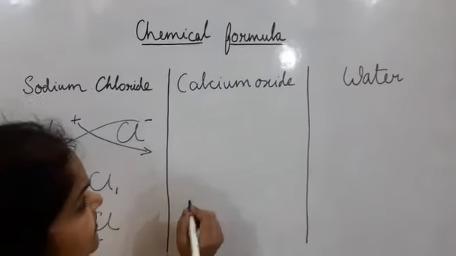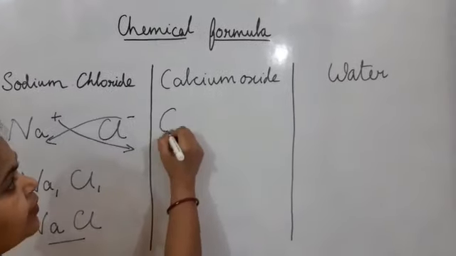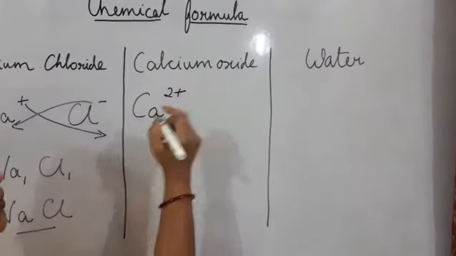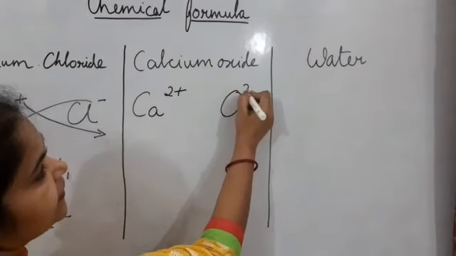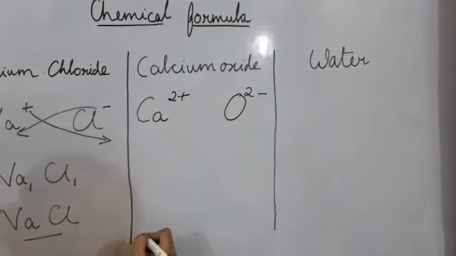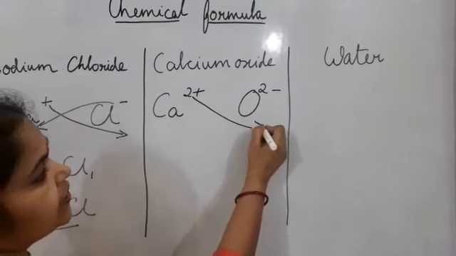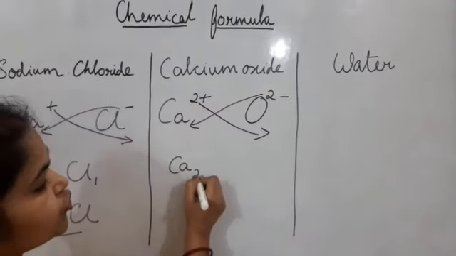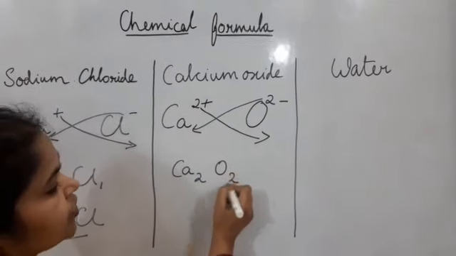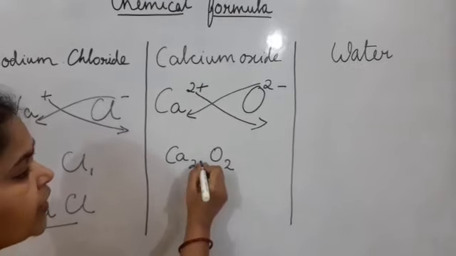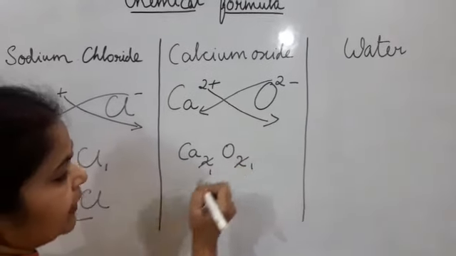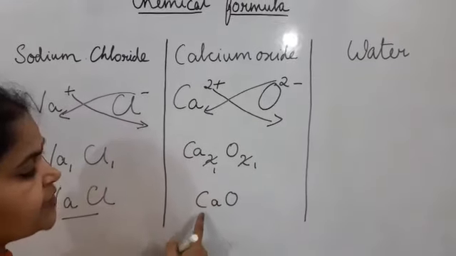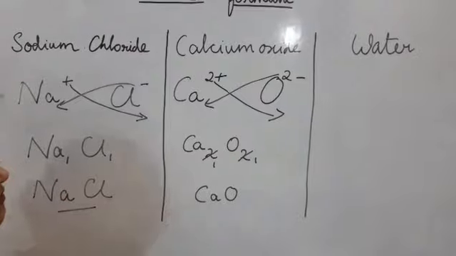The next example is calcium oxide. Symbol of calcium ion is Ca2+. Charge is 2 plus. Oxide ion is O2 minus. We interchange the charges. So it becomes Ca2 and O2. Since both are same, we can reduce it by common factor, write down CaO. So this is the formula of calcium oxide.